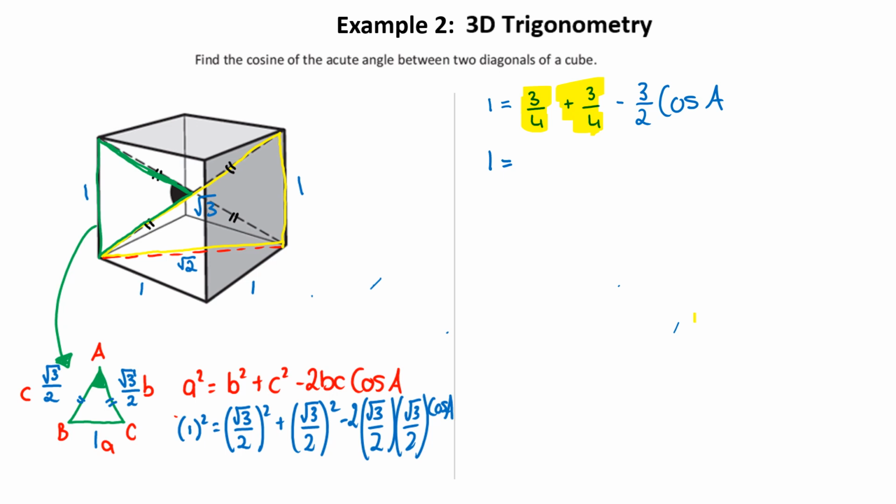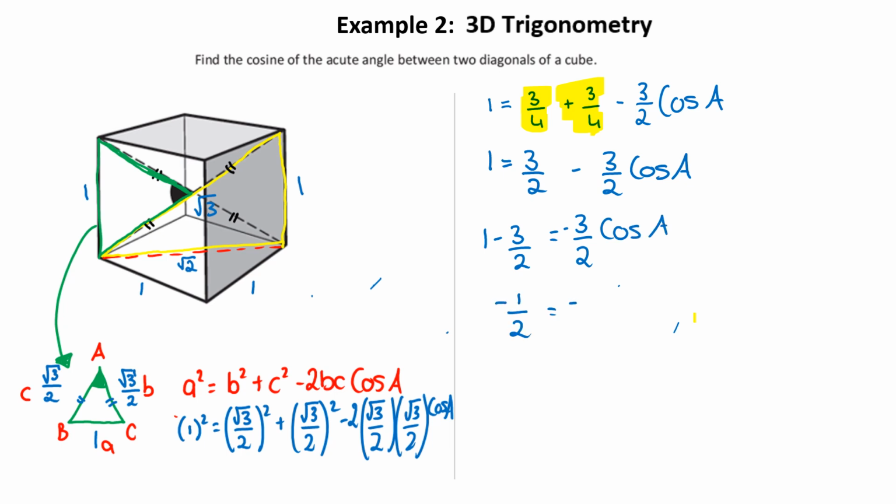So when we add 3 over 4 and 3 over 4, we get 6 over 4, which is 3 over 2, minus 3 over 2 cos of A. Bringing that across, we get 1 minus 3 over 2 equals minus 3 over 2 cos of A. So that's minus a half equals minus 3 over 2 cos of A. Breaking that down, we get 1 is equal to 3 cos of A.